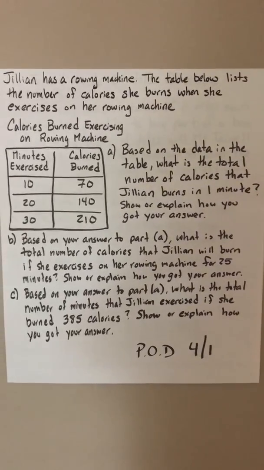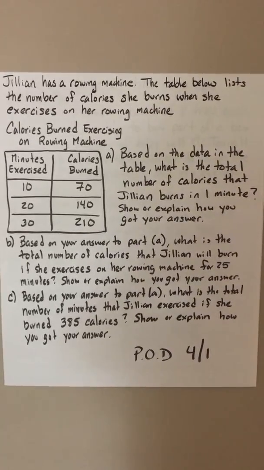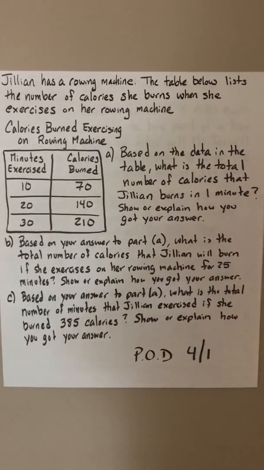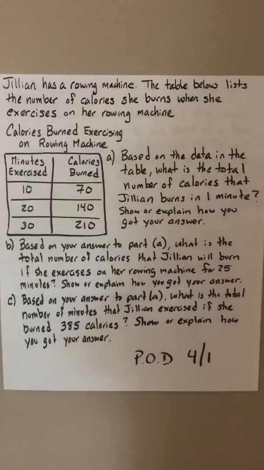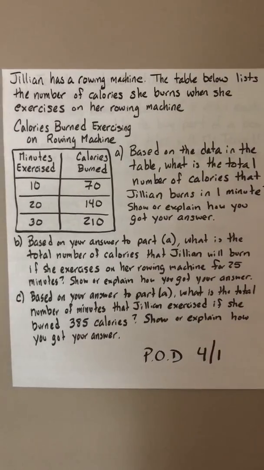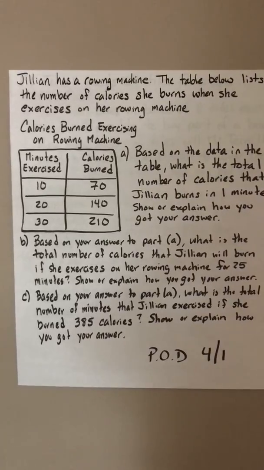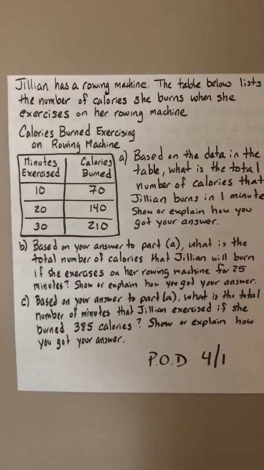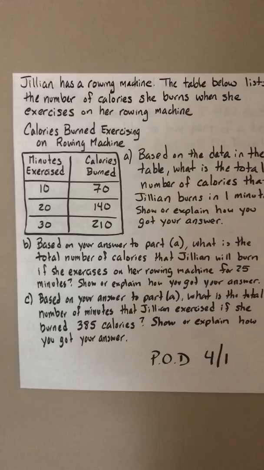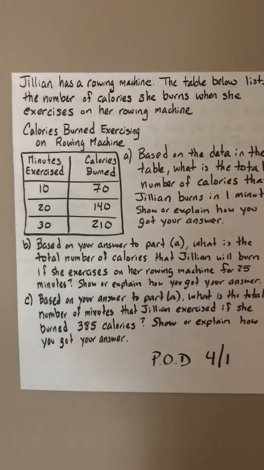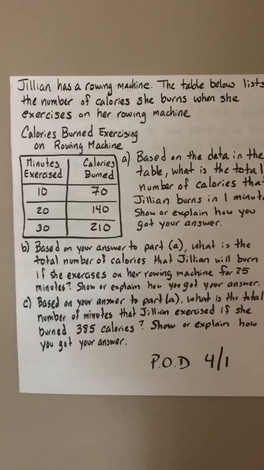So this problem again was an input-output table. It says Jillian has her own machine. The table below lists the number of calories she burns when she exercises on her own machine. So if we look here, the minutes exercised is on the left, the calories burned is on the right. So when she exercises 10 minutes, she burns 70 calories. When she exercises 20 minutes, she burns 140 calories. When she exercises 30 minutes, she burns 210 calories.